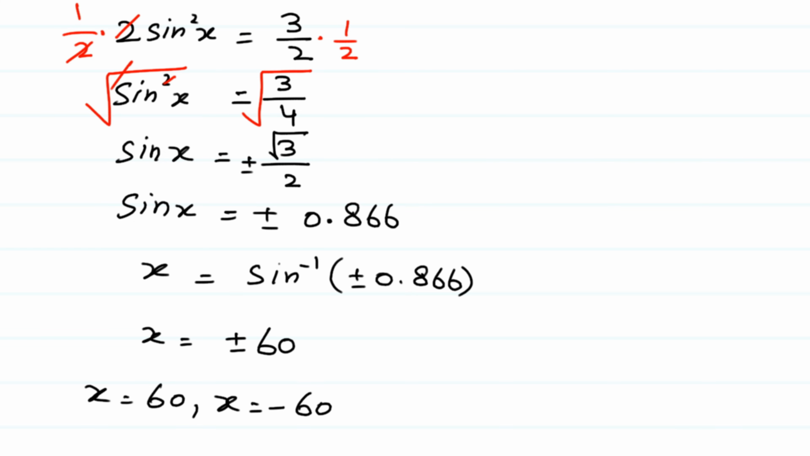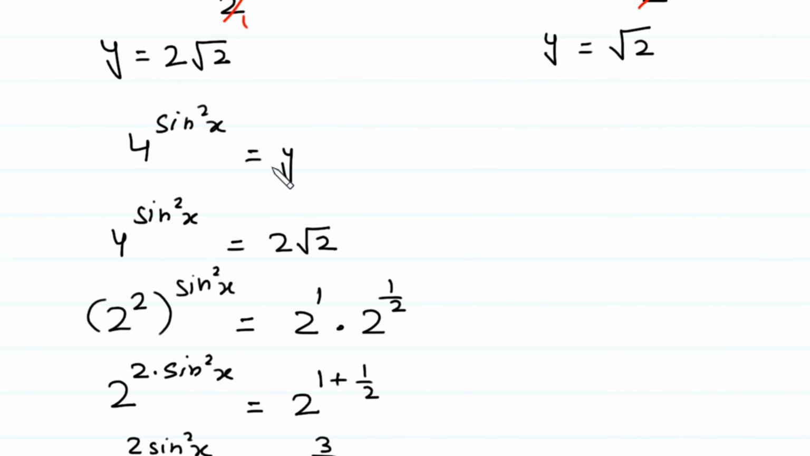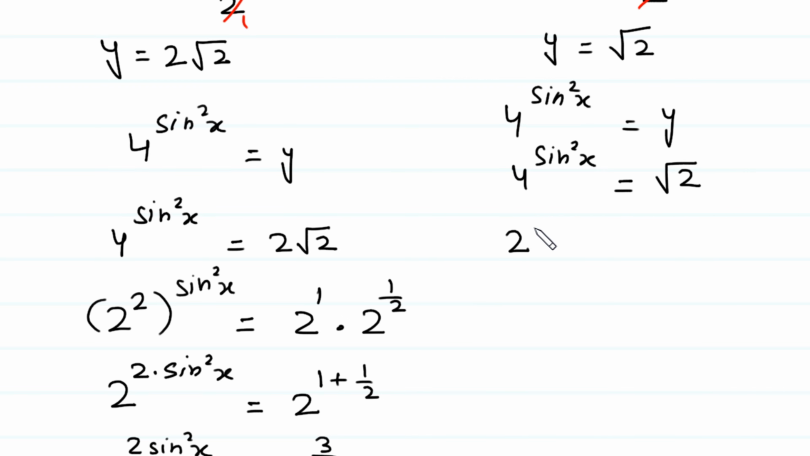Now to get other two values, in this equation we put this value of y, square root of 2. We have supposed first that 4 to the power sine square x is equal to y. 4 to the power sine square x is equal to, now we put this value of y, square root of 2, and this 4 can be written as 2 to the power 2, to the whole power sine square x is equal to, and this square root of 2 can be written as 2 to the power 1 over 2.